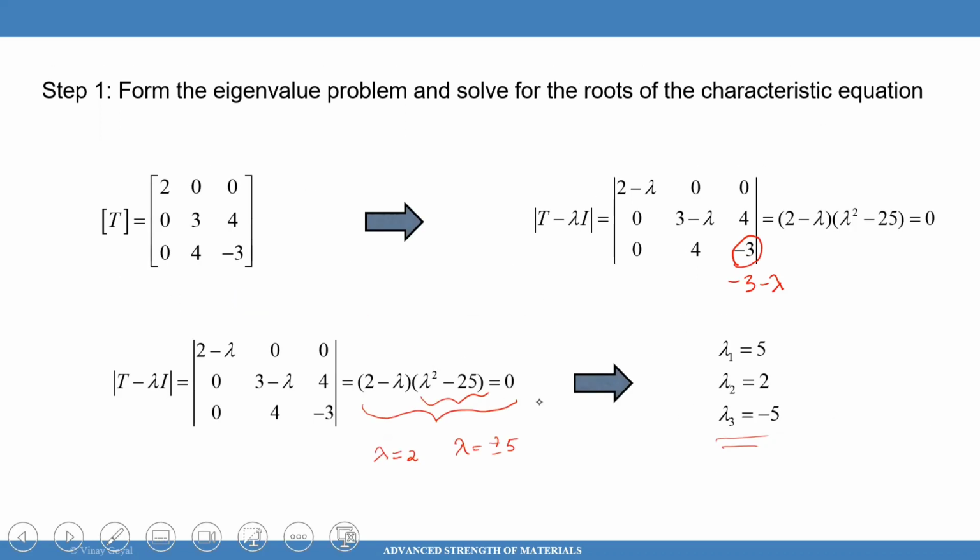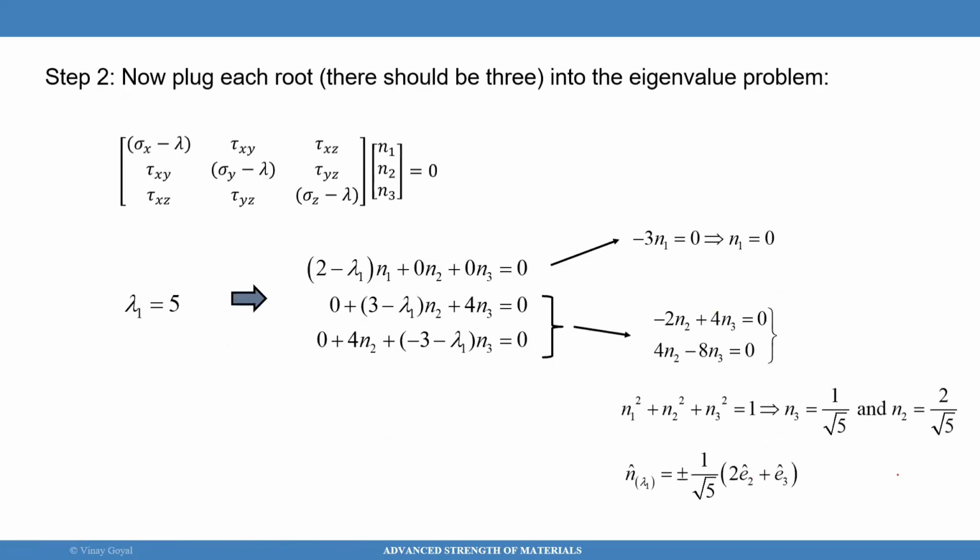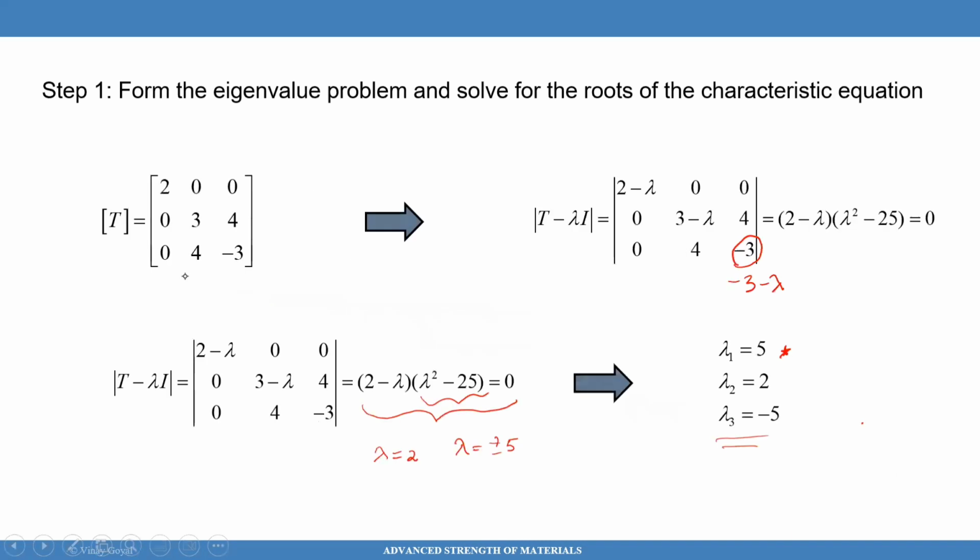Then you'll choose one root. Let's just choose one root for now. I will choose this one. And if I choose that root, I'll substitute 5, for example. I'll plug in 5 here again. So then I have 2 minus 5, 3 minus 5, and -3 minus lambda. So this is also supposed to be -3 minus lambda.